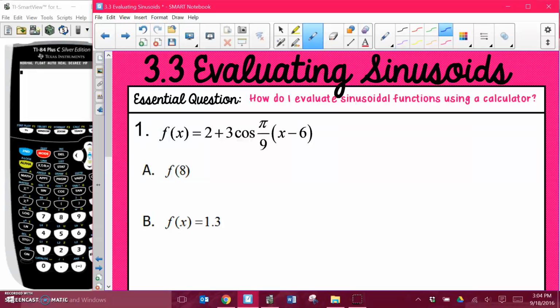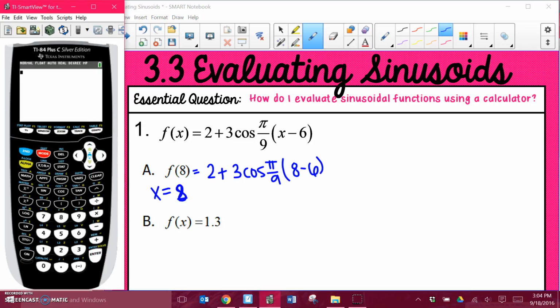So remember, if it has the number inside the parentheses, this means that x equals 8. I don't know why I wrote 2. X equals 8. So now I'm just going to plug in an 8 wherever I see an x in my equation. And when I type this into my calculator, it says the cosine of 2 pi over 9 doesn't exist. Please first check that you are in radians, and I am not in radians.